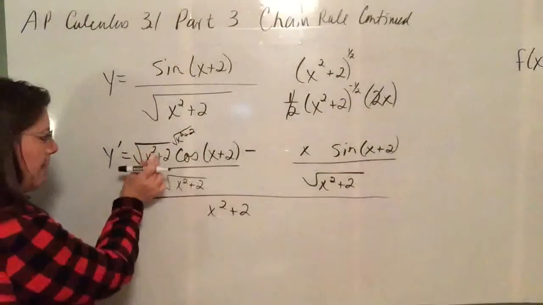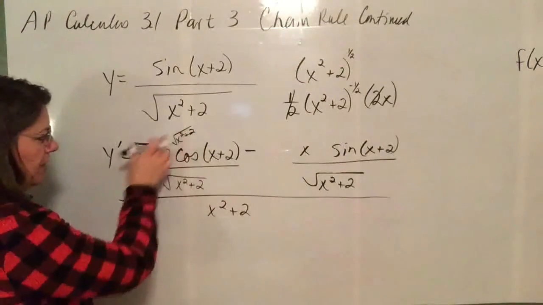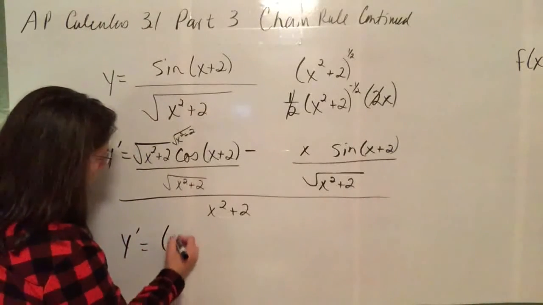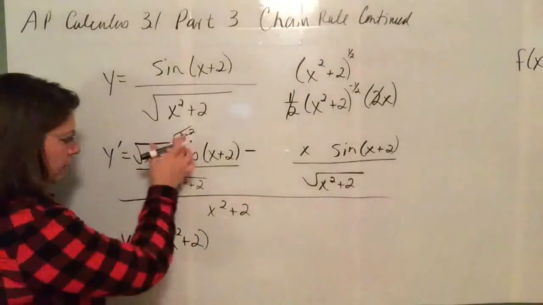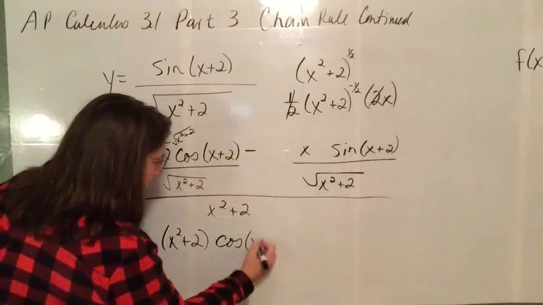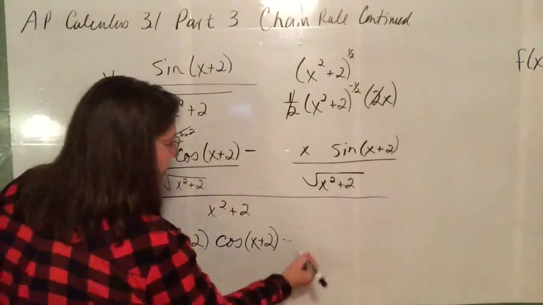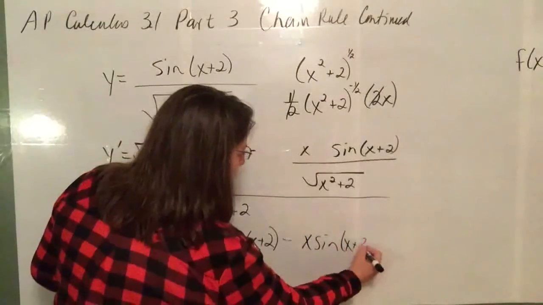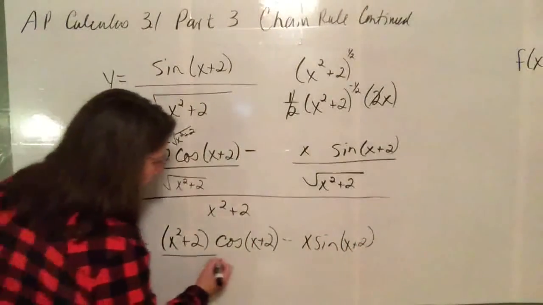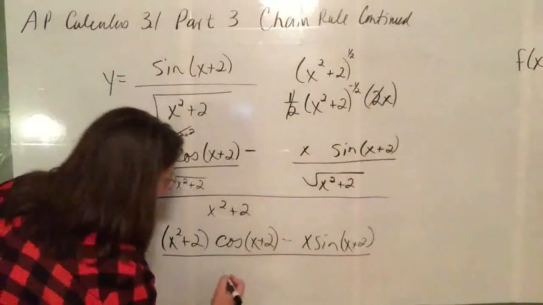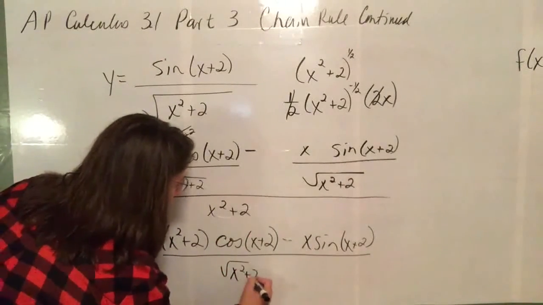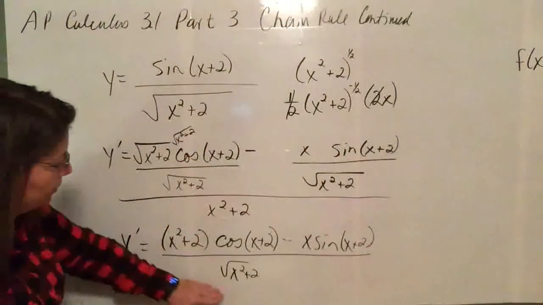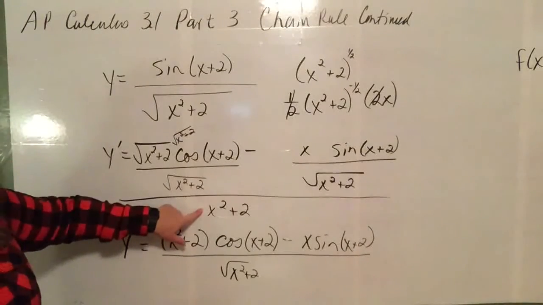So if I do that, the square root just cancels because they're the same thing under the square root. So I've got y prime equals x squared plus 2, because the square roots cancel, times cosine x plus 2 minus x sine x plus 2, and that is all over that denominator, square root of x squared plus 2. Now, this is my numerator all added together. That is still over top of the x squared plus 2.